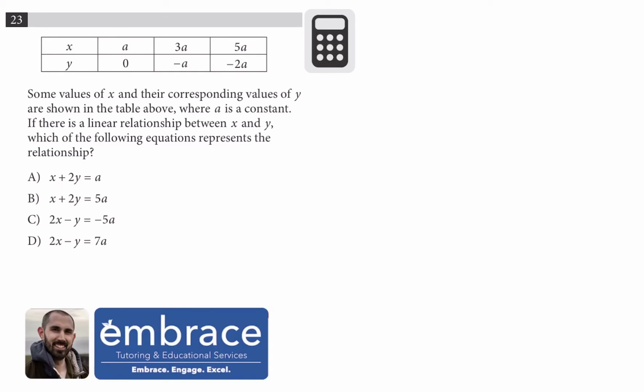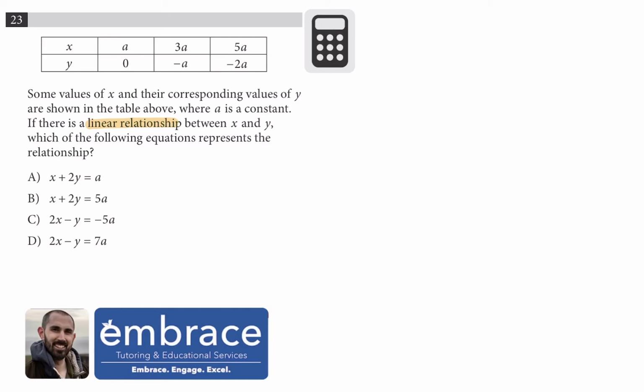So it says some values of x and their corresponding values of y are shown in the table above, where a is a constant. If there is a linear relationship, okay, they're telling us the relationship between x and y, which of the following equations represents the relationship? All right, so it looks like our answer choices give us the equations, and they give us a table of values. So if I take any of these points and plug them into these equations, it's only going to satisfy one of them.